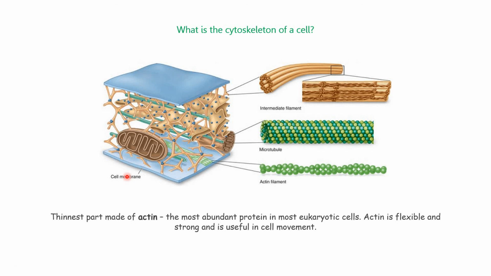Now, the thinnest part of the cytoskeleton is called the actin. Ang pinaka-abundant ito na protein in most eukaryotic cells. Again, the thinnest part is called microfilament, and microfilaments are made of actin, which is the most abundant protein in most eukaryotic cells. Actin is flexible and is very strong, and it is useful in cell movement.